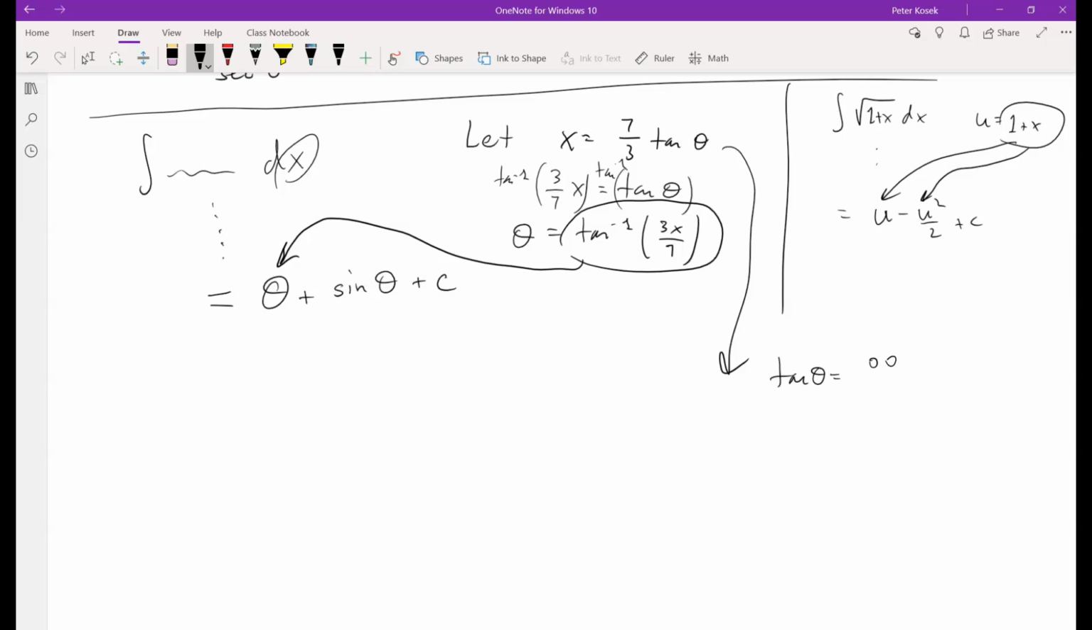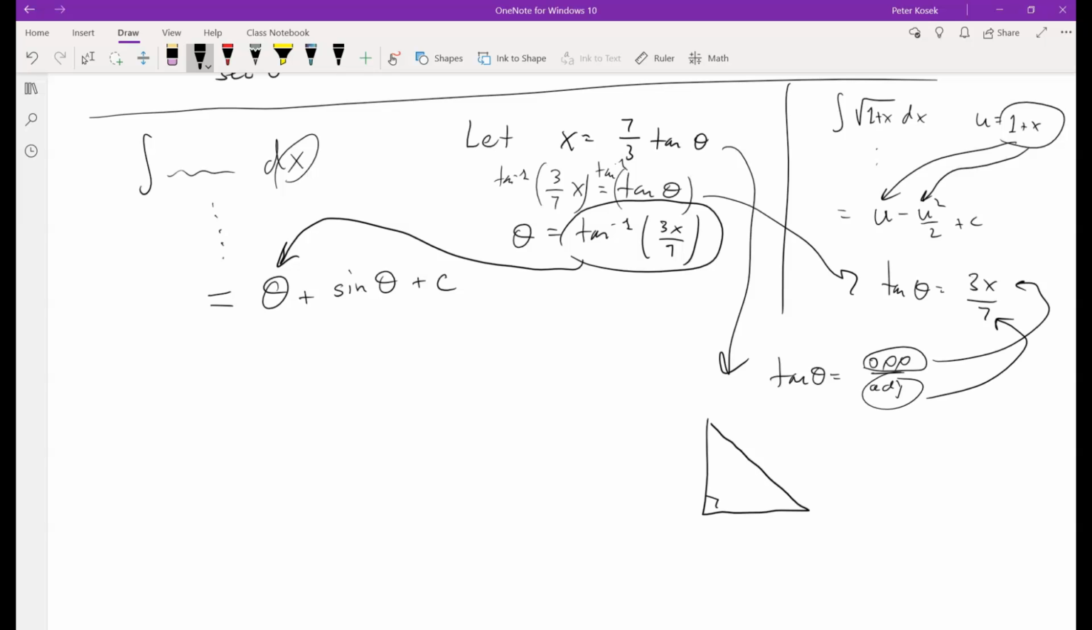Knowing that, for instance, the tangent of theta is opposite over adjacent, we're going to draw some type of triangle, where if we said that tangent of theta is equal to 3x over 7, what that means is that the opposite side is going to be 3x, and the adjacent side is going to be 7. So if my angle here is theta, my opposite is 3x, my adjacent is 7. I now have to solve for the hypotenuse using the Pythagorean theorem, so this is going to be the square root of 9x squared plus 49.